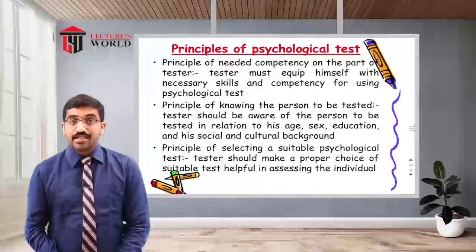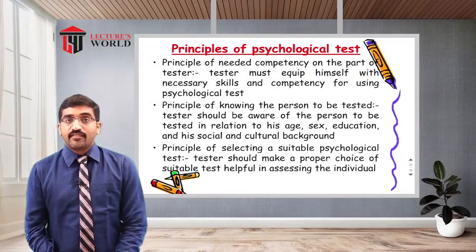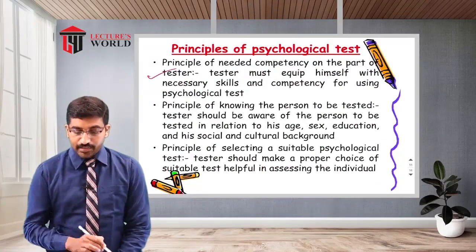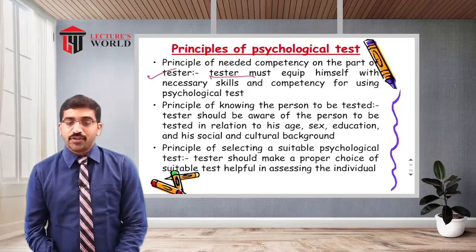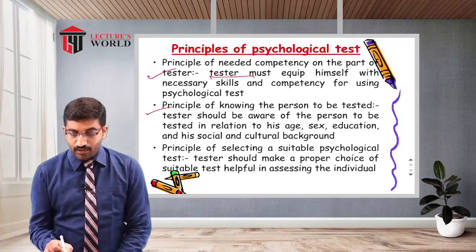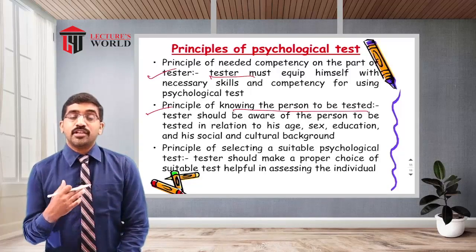So these are various principles to be followed. Till now we have seen why this is important, what the various types are, and what the various steps are. Now the principles, like the principle of competency: the tester who is going to test should have knowledge. The principle of knowing the person to be tested. I should know to whom this test is given.